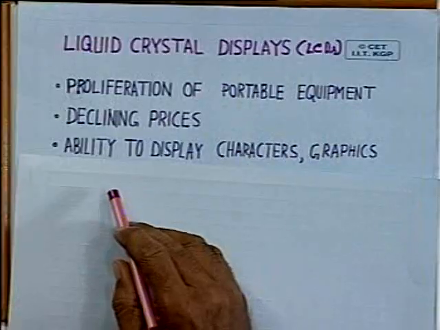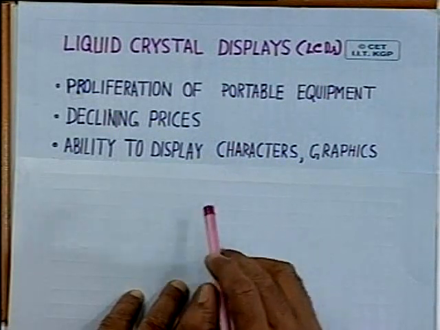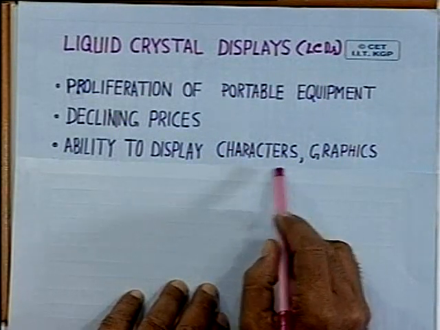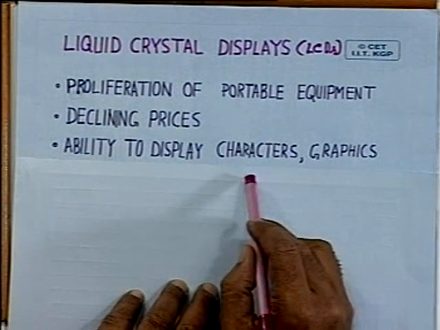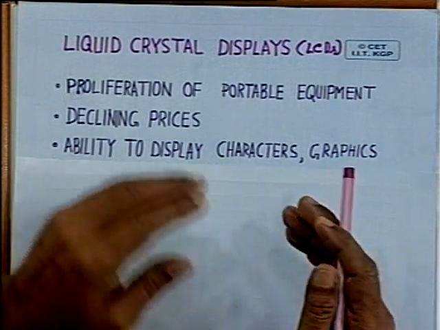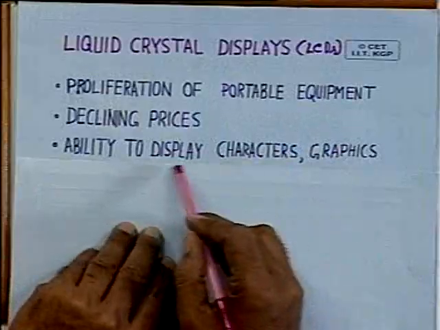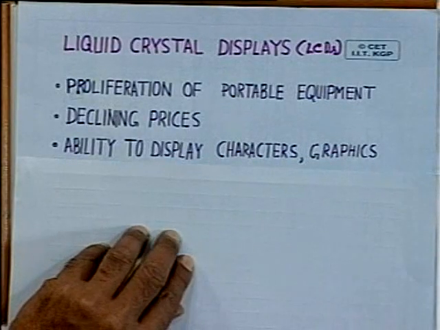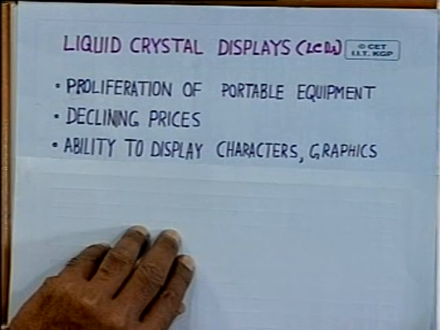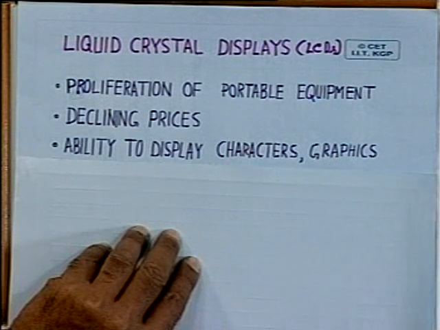Another important advantage of LCD display is, apart from displaying numbers, it can display characters, say A to Z, apart from 0 to 9, and it can also display graphics. You may have seen the displays used in cell phones can be used for playing games, where the graphics display is used. So, LCD displays can be used for character display, all the alphanumeric characters can be displayed, and graphical images can also be displayed.